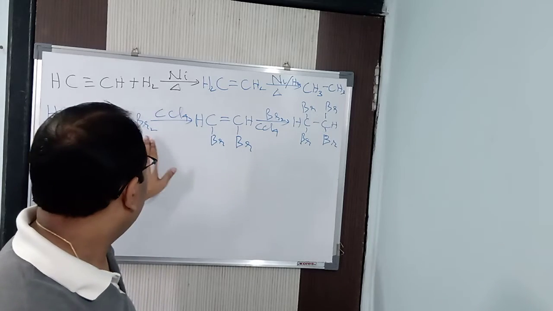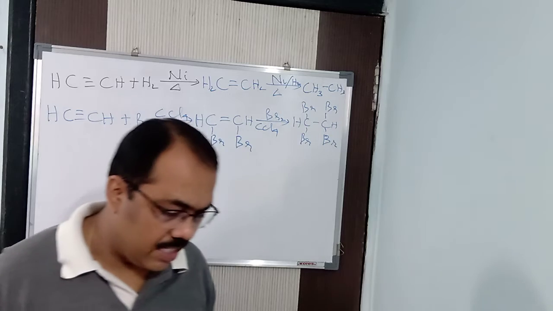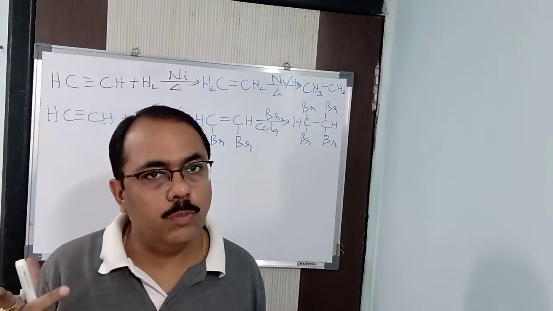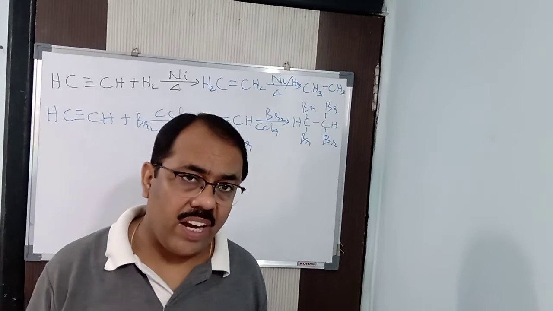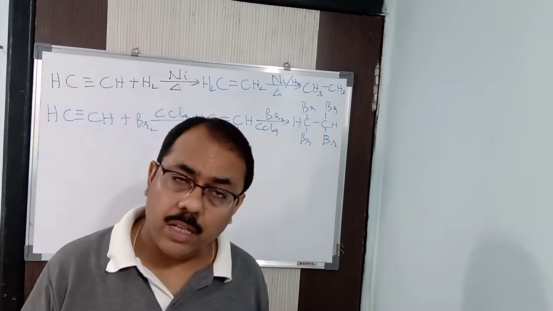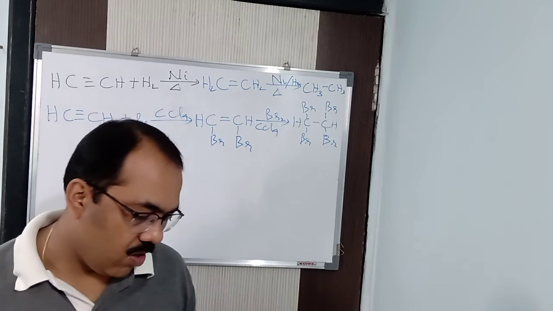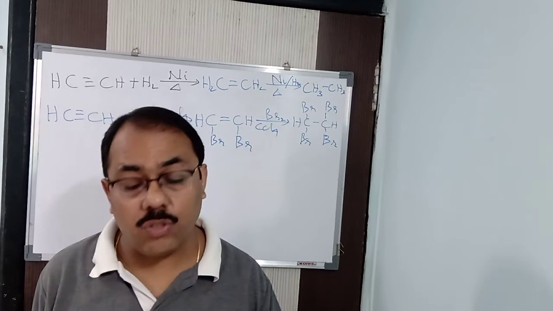When you pass acetylene gas through brown colored bromine solution in the presence of carbon tetrachloride, you find the brown color of the bromine is discharged and it becomes colorless. We can say that this is a test for unsaturated compounds.